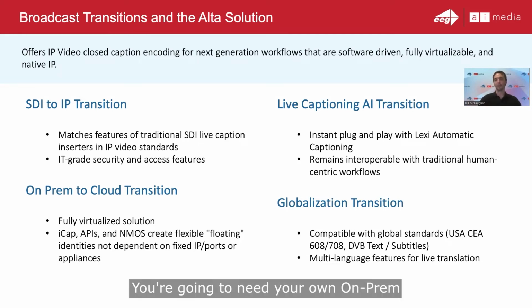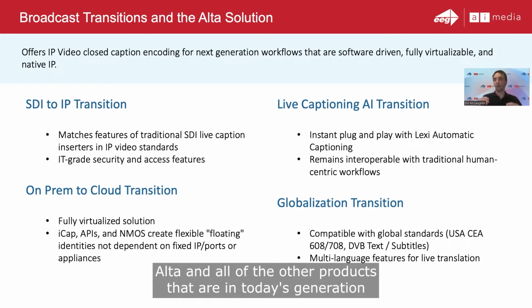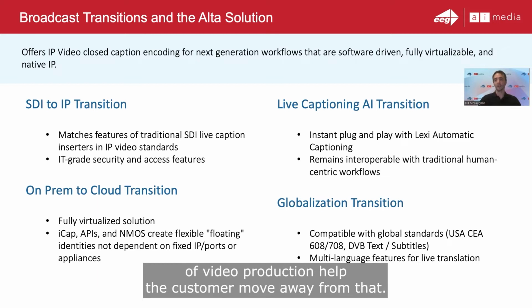cloud service, right? You're going to need your own on-prem facility when you're using SDI video, when you're using telephone routing lines, when you're using GPI contact closure. Alta and all of the other products in today's generation of video production help the customer move away from that.